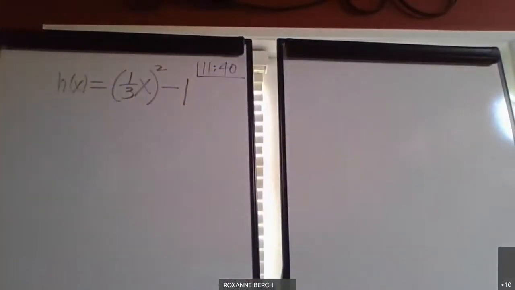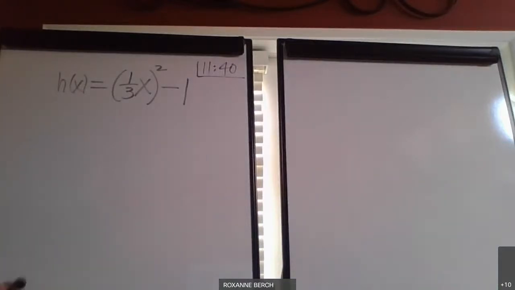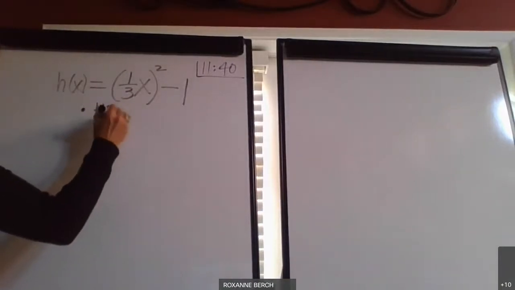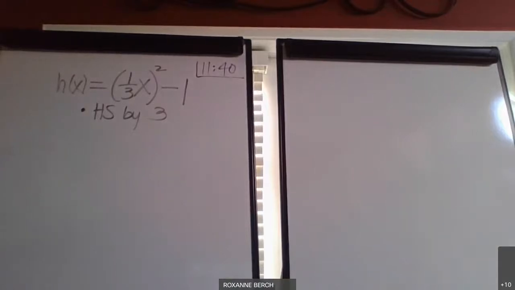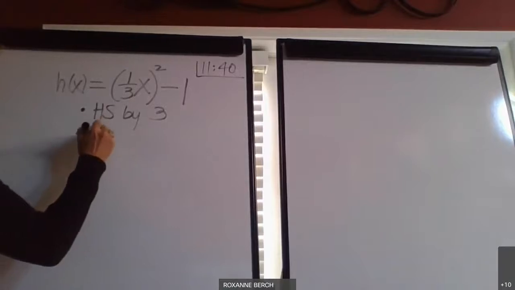All right. So, like I said, they didn't give you any problems like that, but you should know how to do this. So this is inside, so it is a horizontal stretch by 3, because you have to take the reciprocal. So, like I said, you have to remember it. I can't remember it for you. Horizontal stretch by 3, and then down 1.